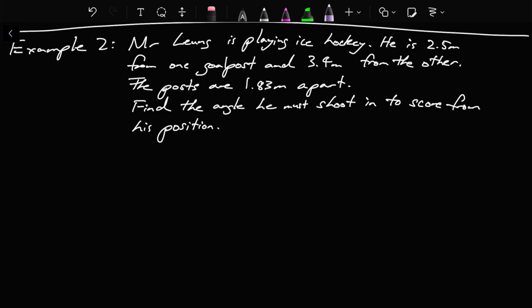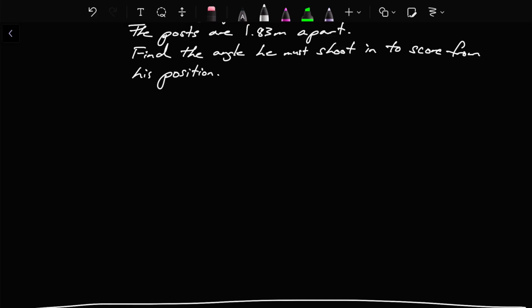Mr. Lung is playing ice hockey. He's 2.5 meters from one goalpost and 3.4 meters from the other. The posts are 1.83 meters apart. I've never actually played ice hockey, but I do like ice skating. So anyway, find the angle he must shoot in to score from his position. Okay, so again, let's draw a picture. Let's say that the goalposts are like here.